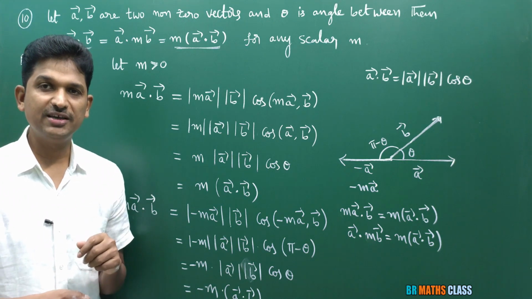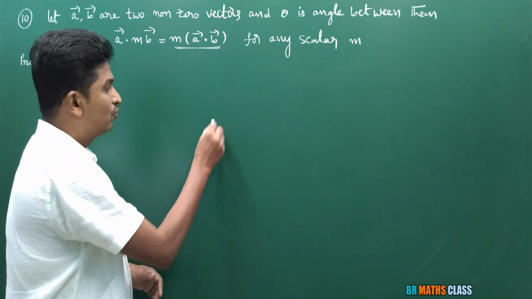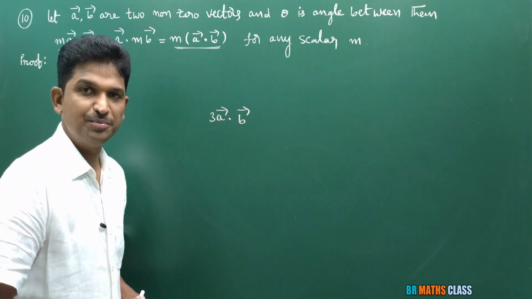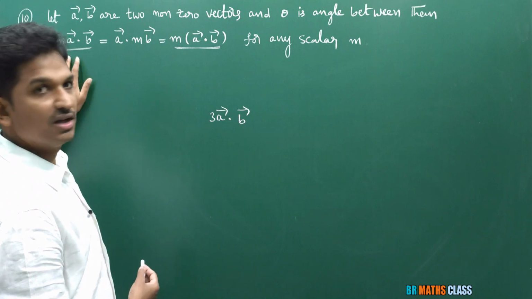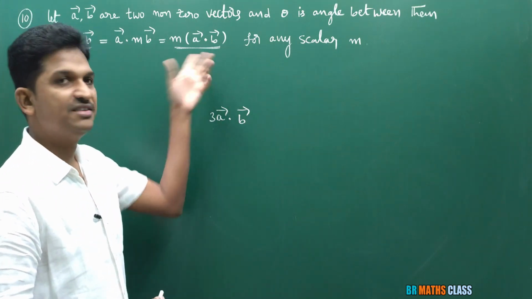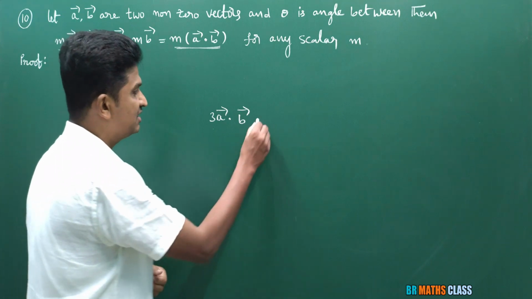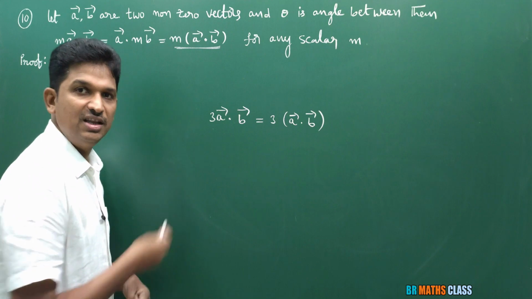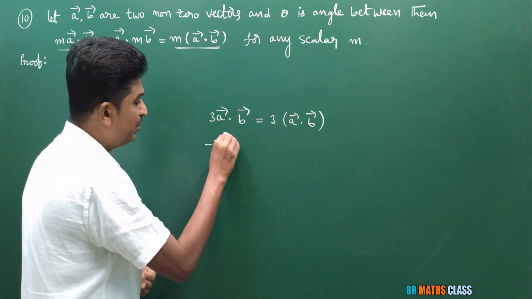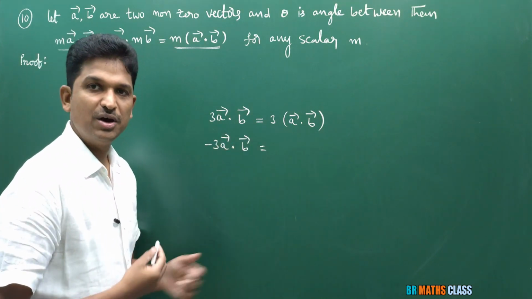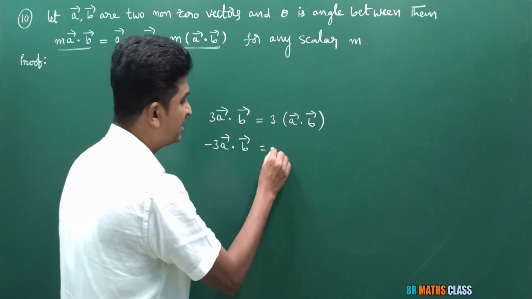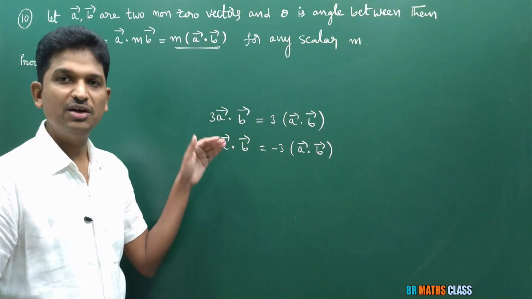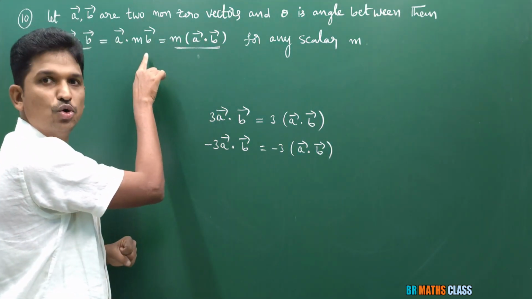To give more clarity, I'll take a small example to explain this. While doing the problems, you saw something like this, 3A bar dot B bar. By using this formula, MA bar dot B bar can be written as M times of A bar dot B bar. So this can be written as 3 times of A bar dot B bar. In case you saw minus 3A bar dot B bar, this also can be written as minus 3 times of A bar dot B bar. From this formula, we learned this only. Similarly, this also holds good.